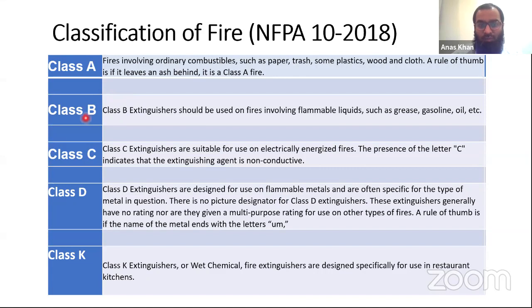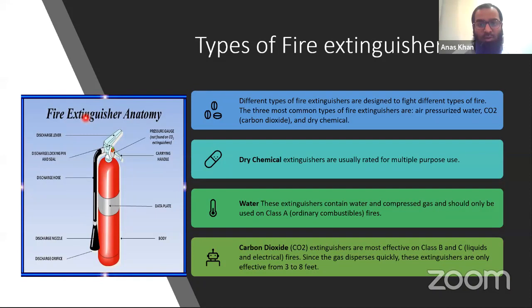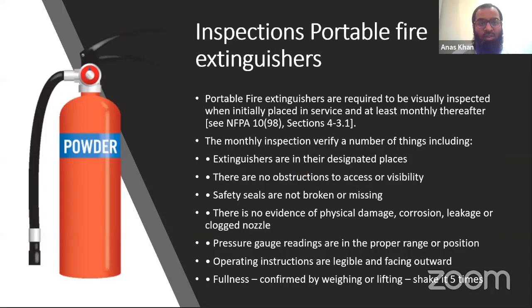Classification of fire, group number 1. Group number 2, you will discuss CO2 fire extinguisher, dry chemical fire extinguisher, and water based fire extinguisher, only these 3. On which fires are they applicable? Group 3 will discuss what things we need to inspect when we perform the inspection of a fire extinguisher.